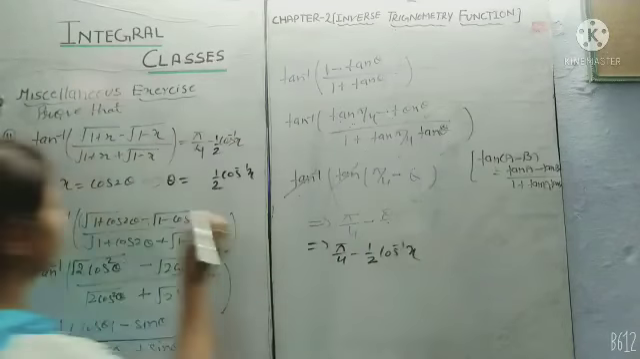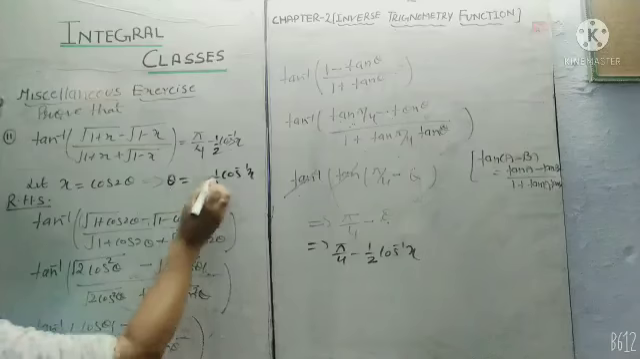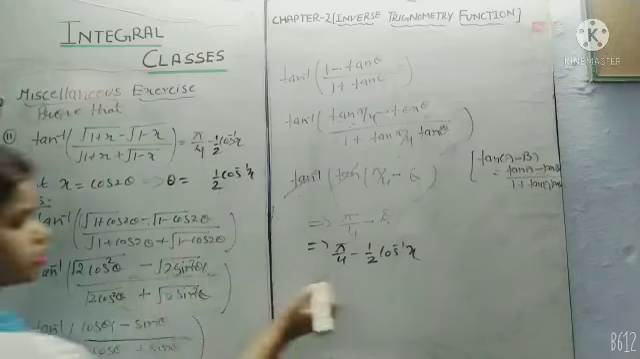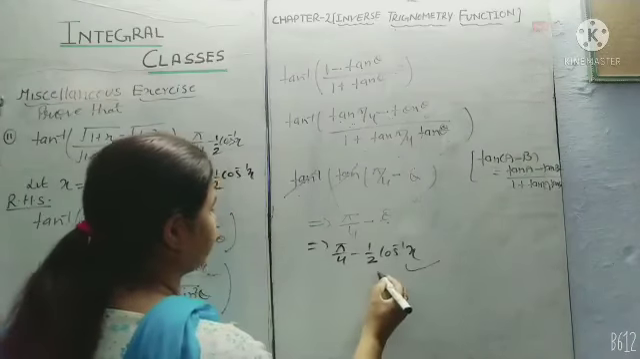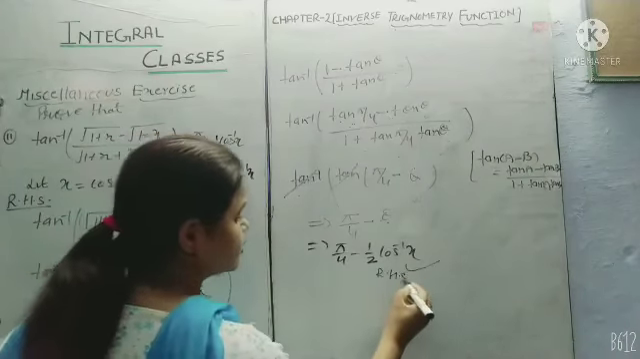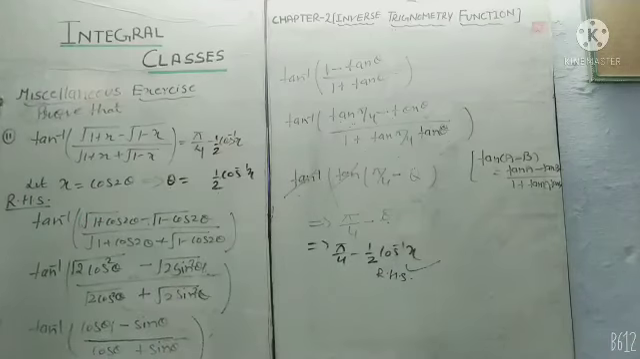And the value of theta we will find out here. Then theta equal to 1 by 2 cos inverse x. So we will replace it here and we will get the right hand side. So this is the solution of question number 11.